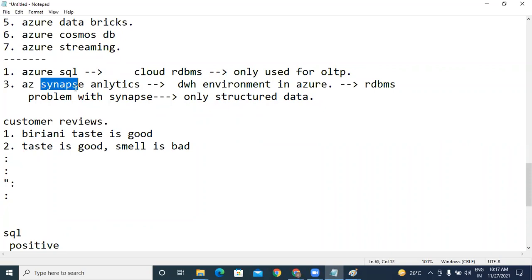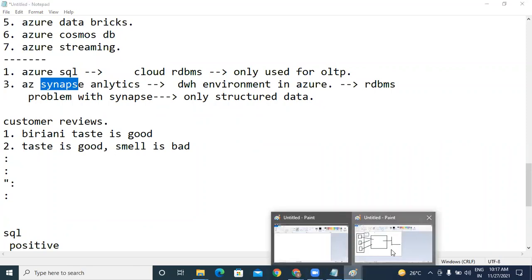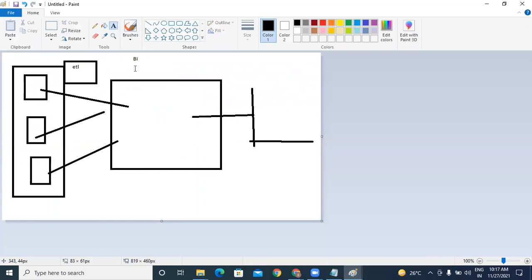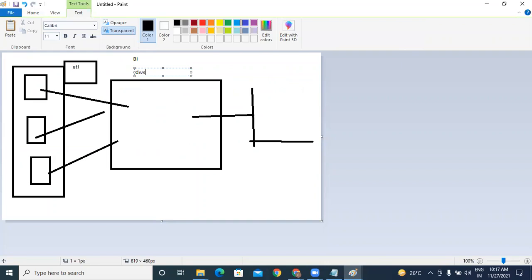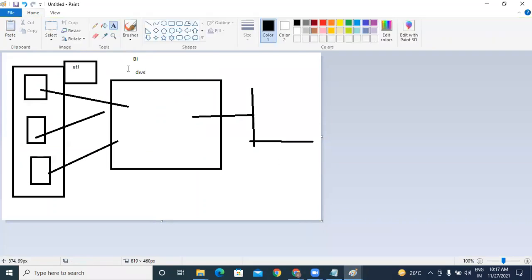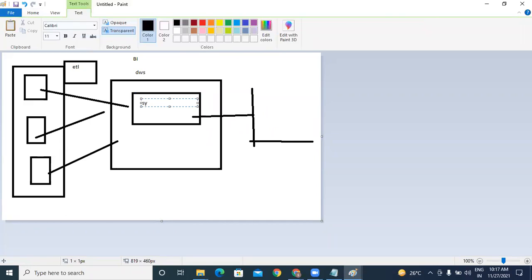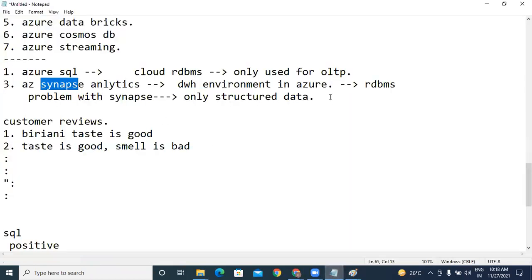Now, if you treat this as a data warehouse, I'm expecting two things. One weapon to capture structured data. Can I go with Synapse if my requirement is only structured? Yes. But a lot of my data is unstructured.